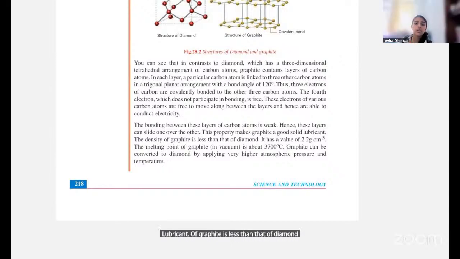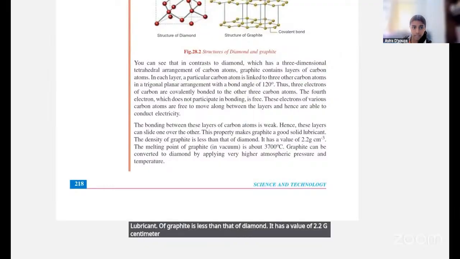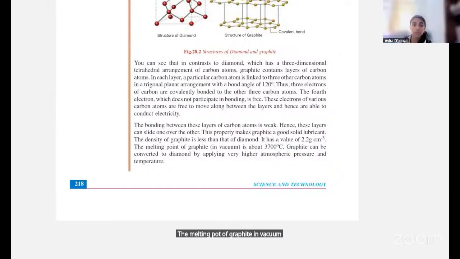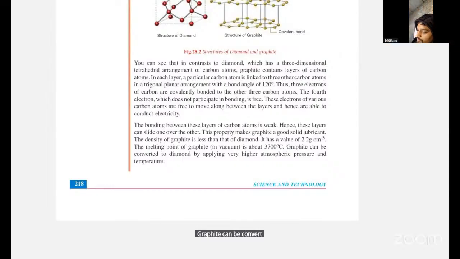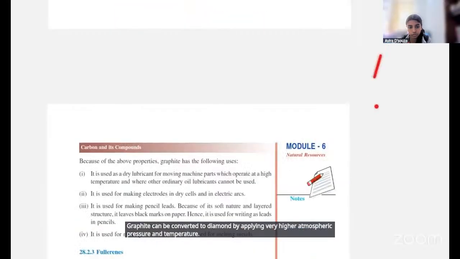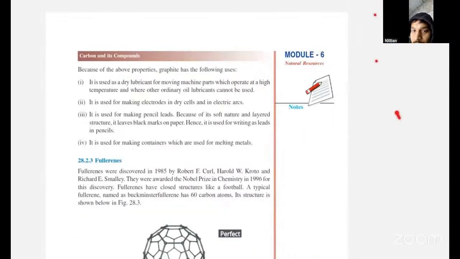It has a value of 2.2 g cm^-3. The melting point of graphite in vacuum is about 3700 degrees Celsius. Graphite can be converted to diamond by applying very high pressure and temperature. Perfect. So everyone, you are getting this, no?